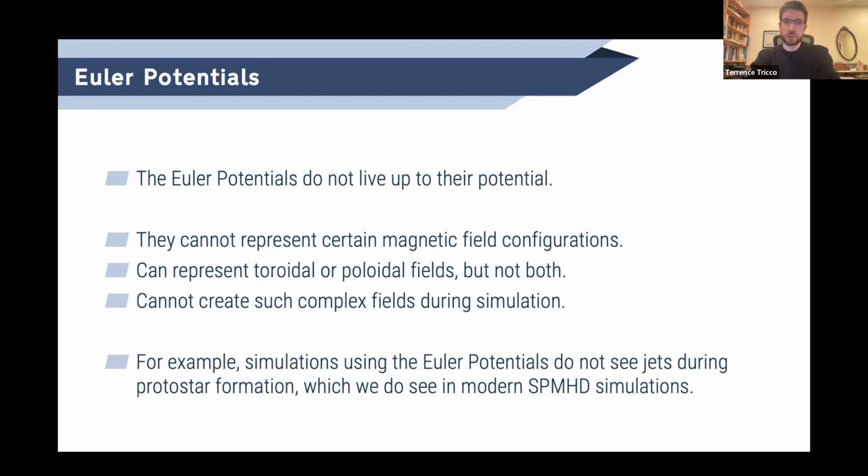Sorry, but the Euler potentials do not live up to their potential. They cannot represent certain magnetic field configurations. They can represent toroidal fields or poloidal fields, but not both. And as such, they cannot create such complex fields during a simulation. So as a concrete example, simulations using Euler potentials do not see jets during protostar formation, which we do see in modern SPMHD simulations.